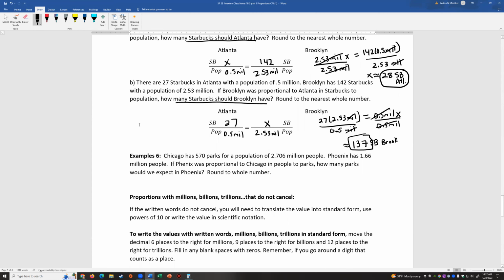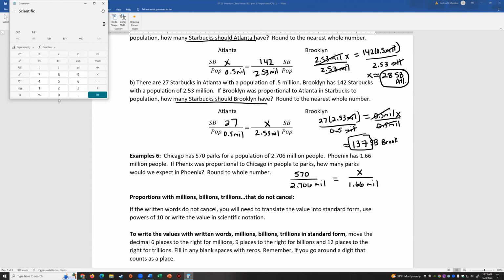Chicago has 570 parks for a population of 2.706 million people. So 570 parks over 2.706 mil. Phoenix has 1.66 mil people, so we don't know how many parks. If Phoenix was proportional to Chicago in people to parks, how many parks would we expect in Phoenix? They did people to parks. I did parks to people. It doesn't matter on proportions if you stay consistent on the same side. If you do parks to people, you need to also do parks to people. But if you do people to parks, you need to do people to parks. That's what needs to be consistent.